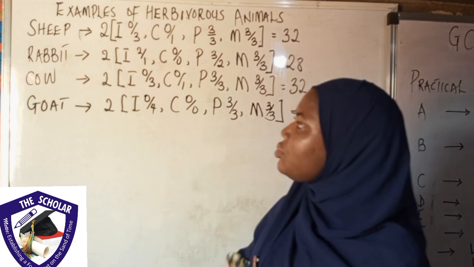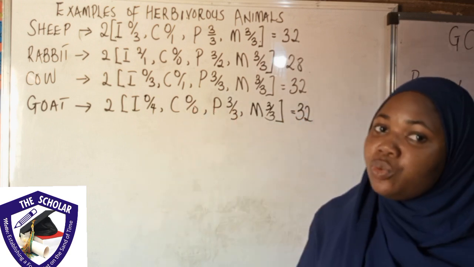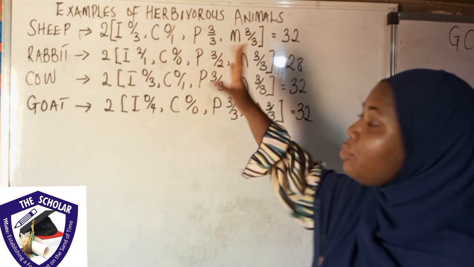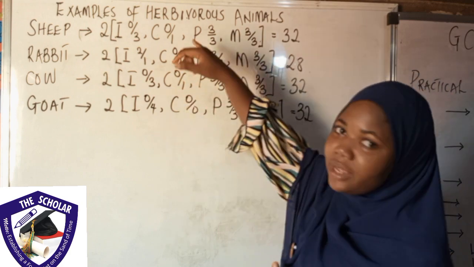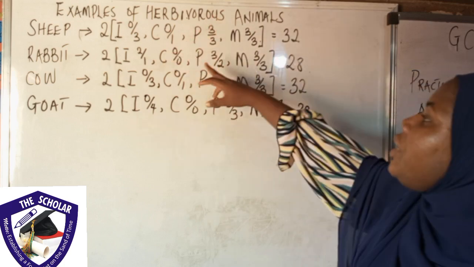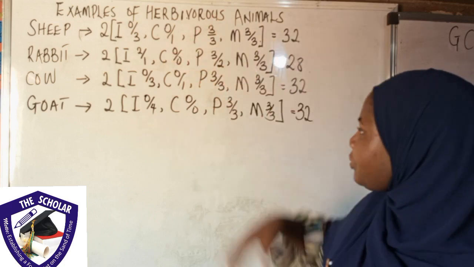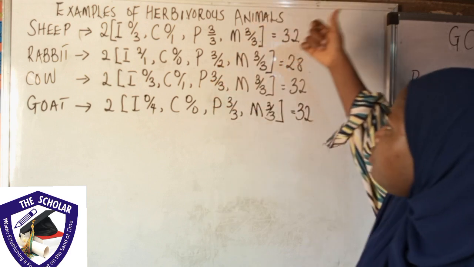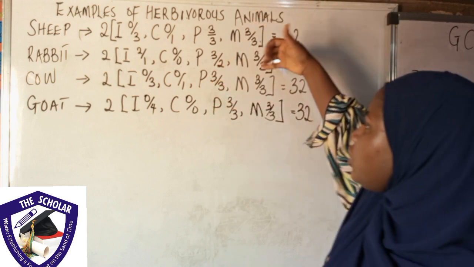Now, for rabbit also, in their incisor, they have 2 in their upper jaw, 1 in their lower jaw. They also don't have canine, both upper and lower. Then, for their premolar, they have what? 3 in their upper jaw, 2 in their lower jaw. Their molar, 3 in their upper jaw, 3 in their lower jaw.